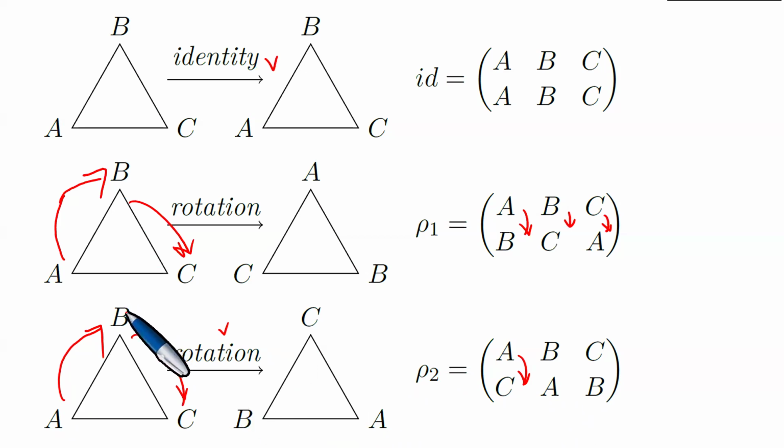B would have gone to the position of what? B would have gone to this position, and that is the position of A. But that would take 1, 2. Okay, and then now C would have gone 1, 2. C goes to B.